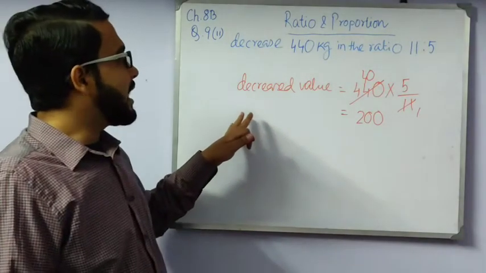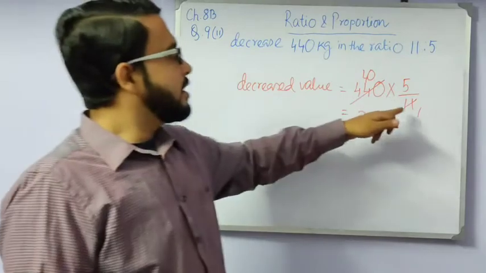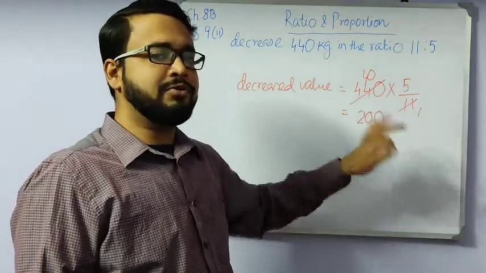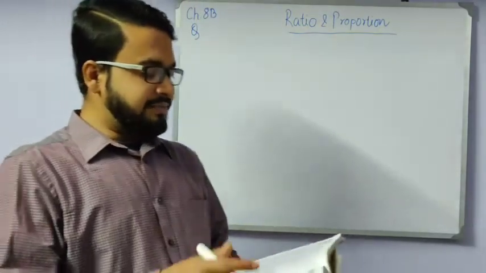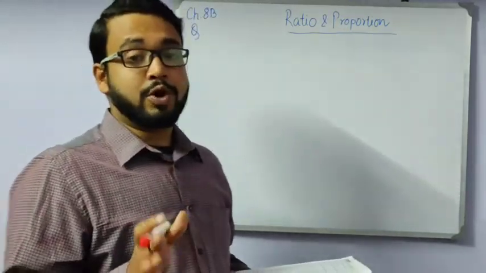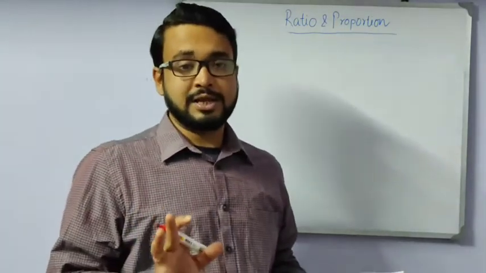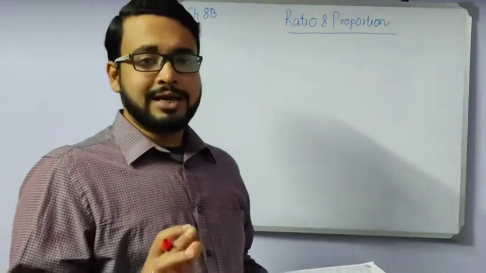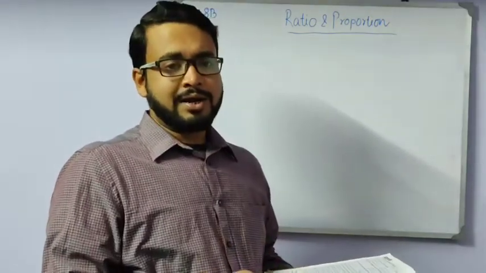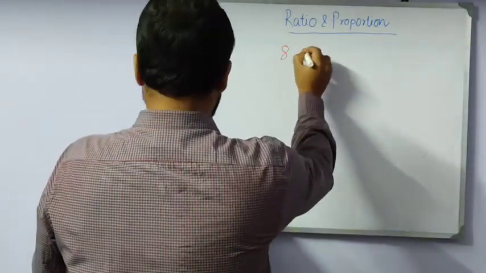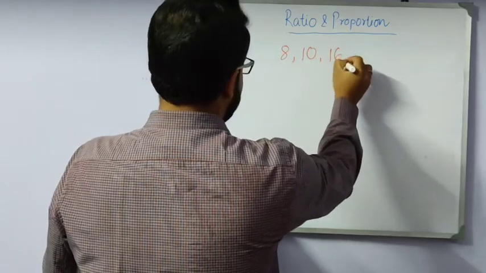And if they ask to find out the increased value, then you have to write this 11 in your numerator part and 5 in your denominator part, and after cancelling you will easily find the answer. From chapter 8C, determine if the following numbers are in proportion. There is a formula in proportion that the product of extremes is equal to the product of means. If this formula is satisfied, then you can easily say that these 4 numbers are in proportion, like 8, 10, 16 and 20.